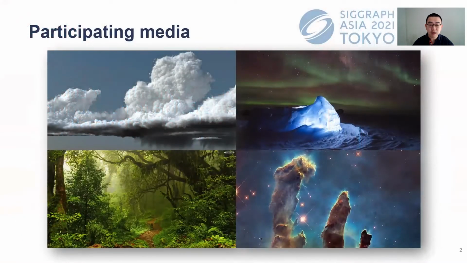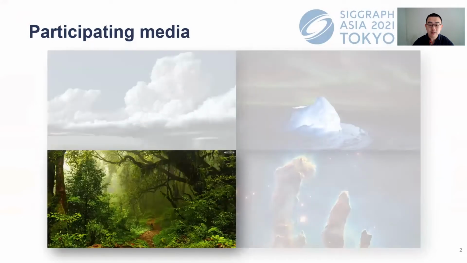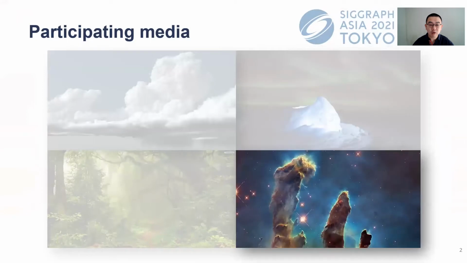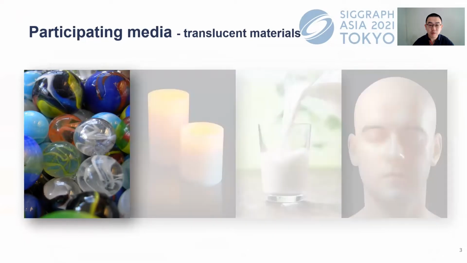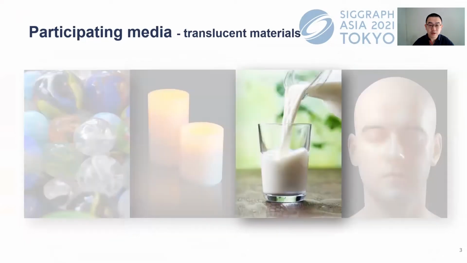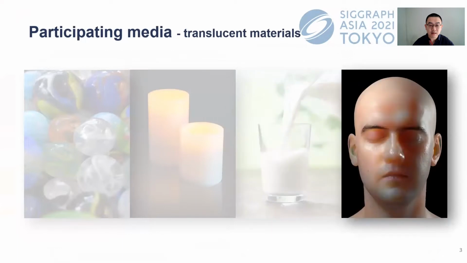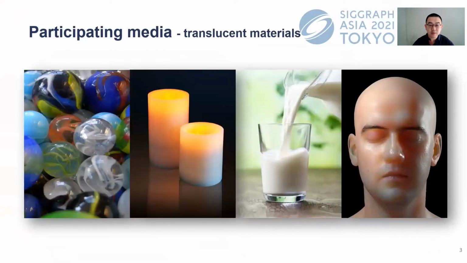Participating media are all around us, such as cloud, fog, ice, or even more exotic ones, such as nebulae. Also, there are different kinds of translucent materials in our daily life, such as marble, wax, milk, and human skin. These materials allow light to go through their surfaces and scatter in the interior.